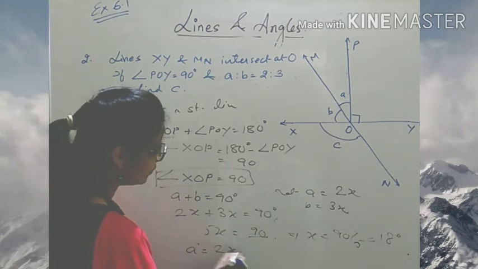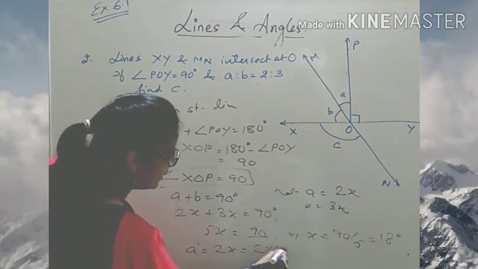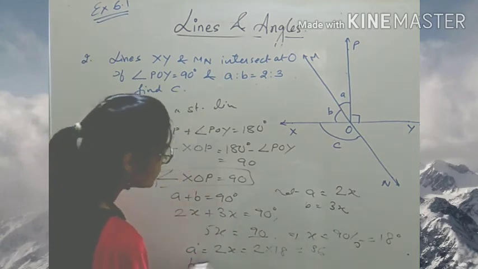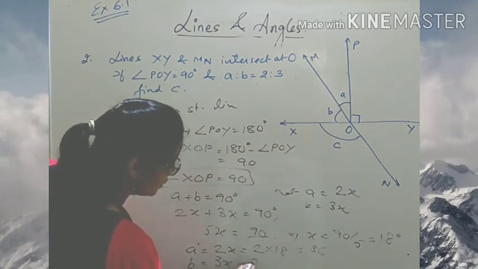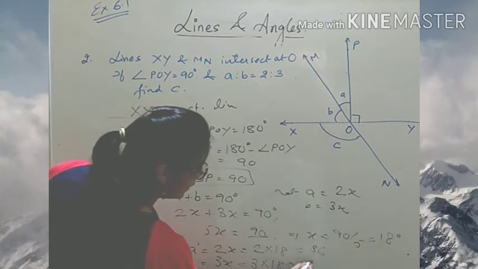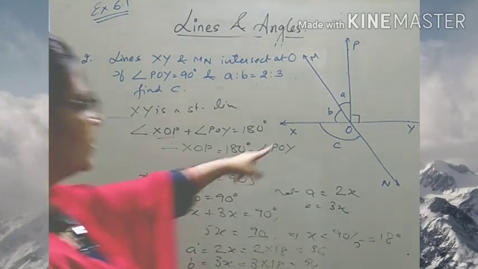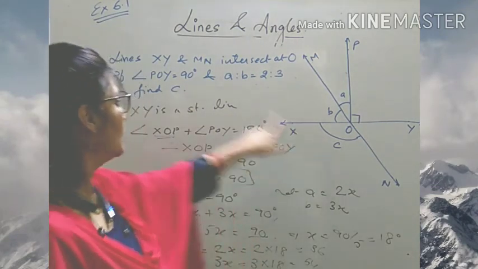A is 2 into x. So 2 into 18, 36. What is B? It is 3x. So it is 3 into 18, 54. So thus we have got the values of A and B. Now what we have to find out? Angle C. क्या find out करना है?